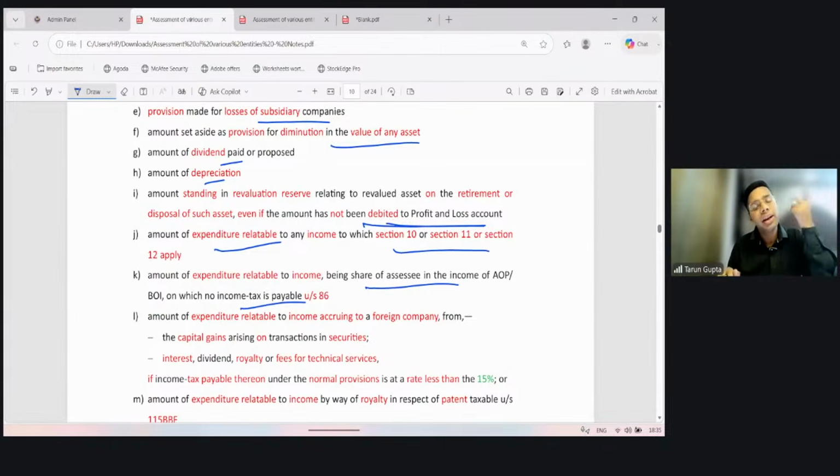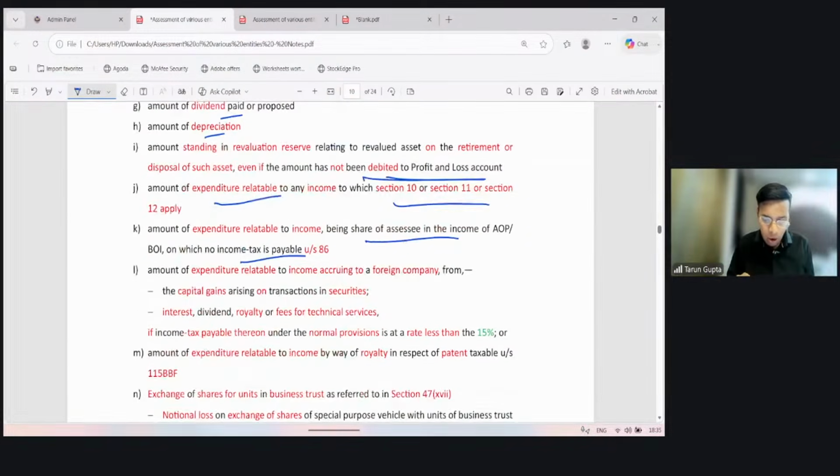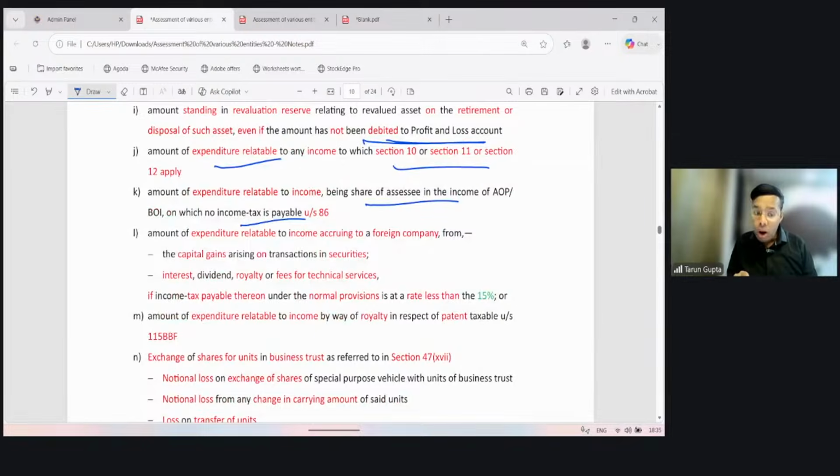So what are these incomes? Income under section 10, 11, 12, or share of member in the AOP or BOI. Income of a foreign company: the amount of expenditure relatable to income accruing to a foreign company from capital gain arising on transaction in securities or interest, dividend, royalty, or FTS, if such income is taxable at a rate less than the 15%.